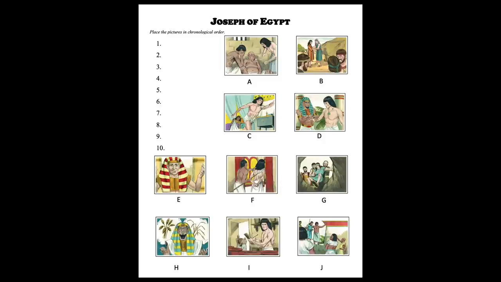First you have B. Joseph's father gives him a coat of many colors, which makes his brothers jealous of him. G. Eventually, the brothers throw Joseph into a pit and tell his father Jacob that he's been killed. Then J. Really, instead of killing him, they sell him as a slave to Midianites, who then sell him as a slave into Egypt. And then I, while in Egypt, Joseph ends up working for an Egyptian officer by the name of Potiphar, who puts him in charge of his entire household.